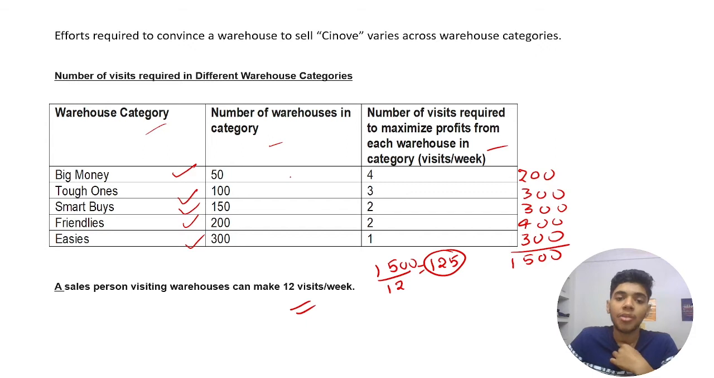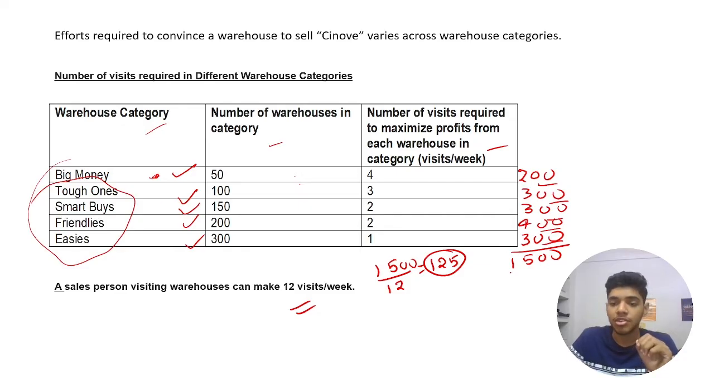Then we calculate how many visits per week we require for each category to convince them. That is by multiplying these two columns. And then we get the number of visits per week for each category, and then we sum them to get the number of visits per week to convince all of the five various categories. That comes out to 1500.